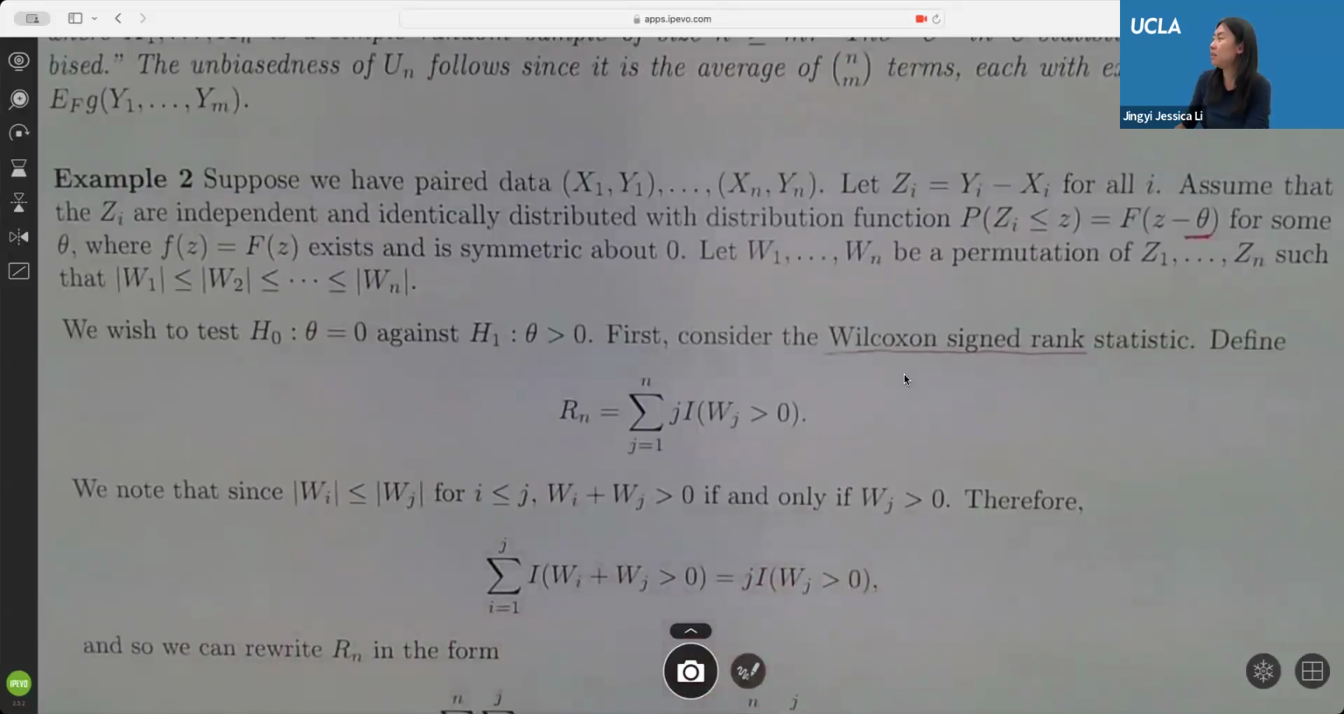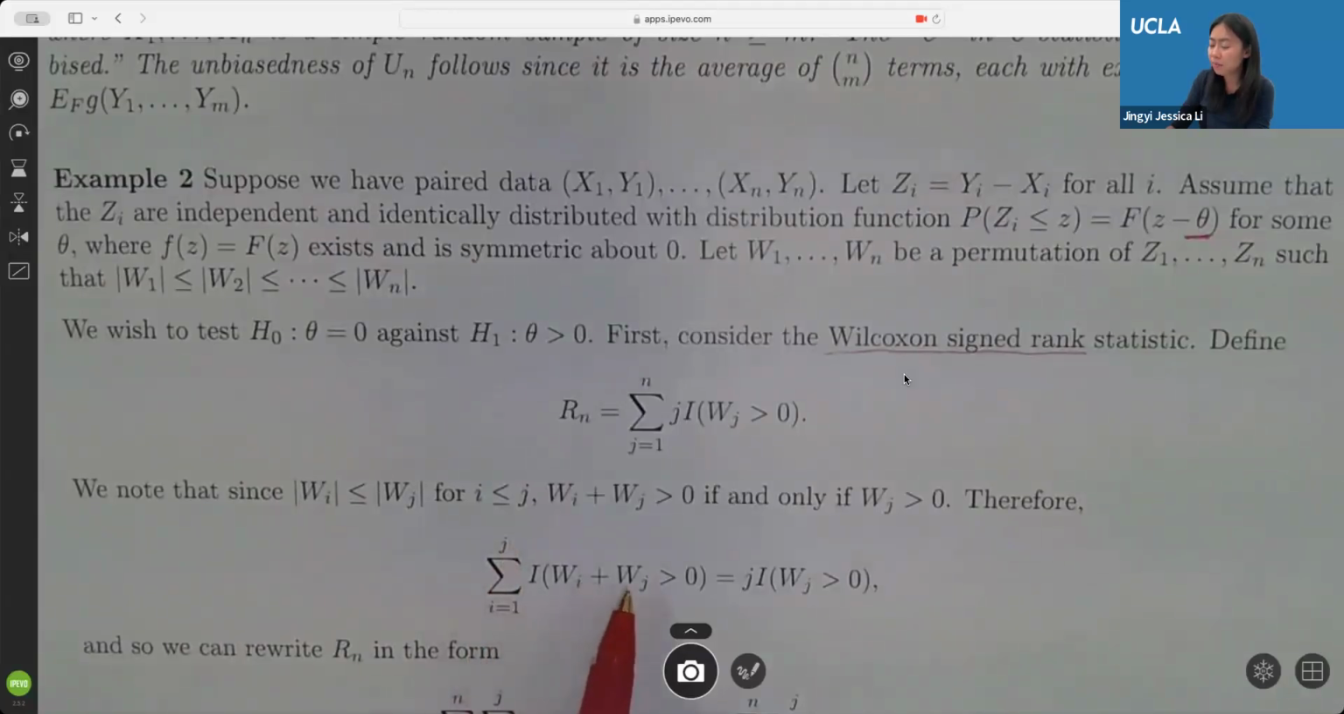Because if Wj is negative, then the sum will be negative since it has a larger absolute value. So that's why this is a very smart thing. Essentially, you know that indicator Wj being positive means what? It means that adding Wj to everything before it, you will get a positive sum, right? So that's actually this. So essentially, you are adding i from 1 to j.